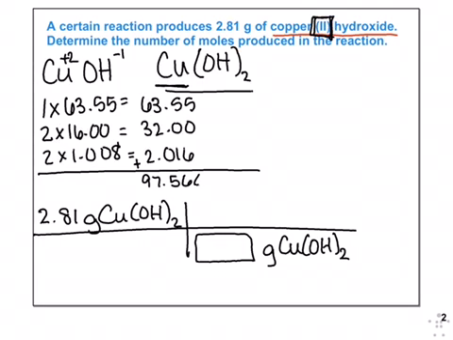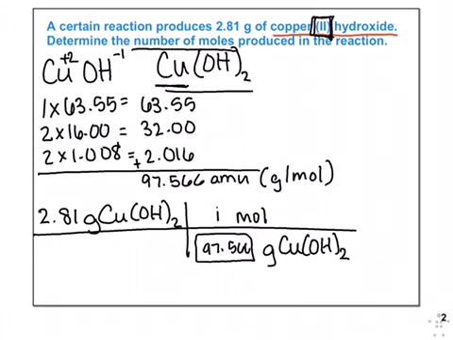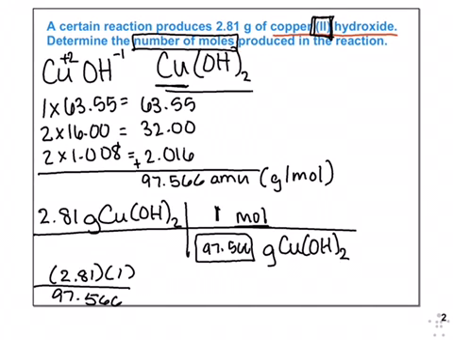97.566. And remember, this was AMU yesterday, but what was another way to write AMU? That's grams over moles, and we needed grams, so now we can put 97.566 in 1 mole, and it's asking for us to determine the number of moles. So we are in the correct unit here for moles, so now we can just do the math. 2.81 times 1 divided by 97.566.